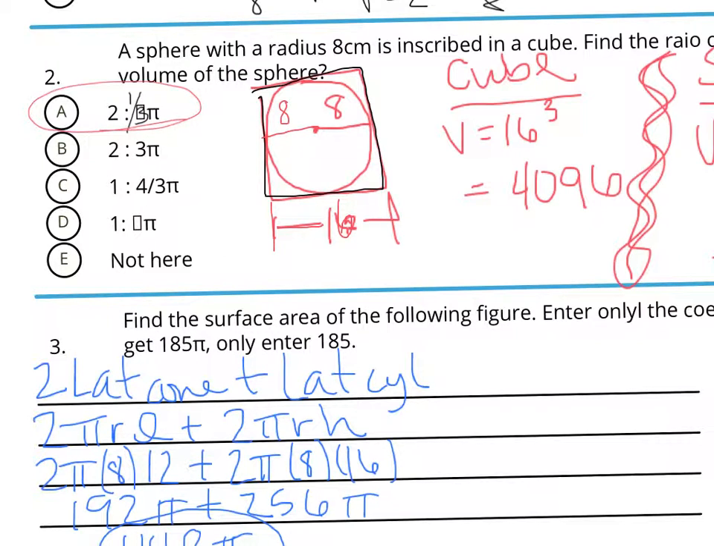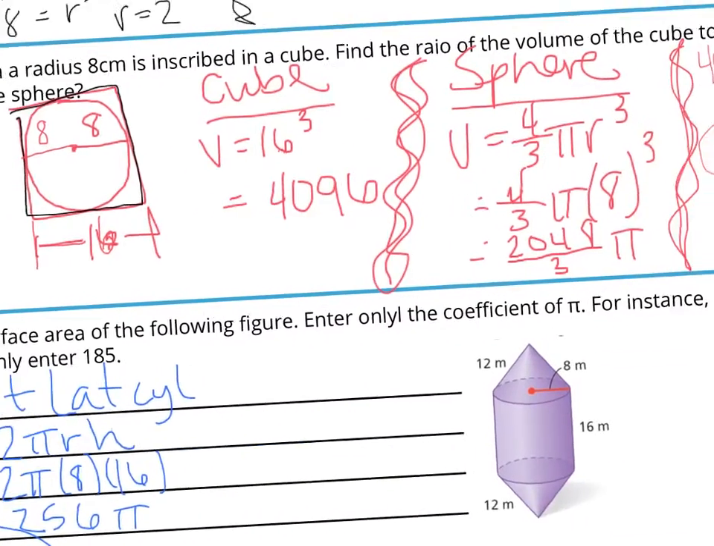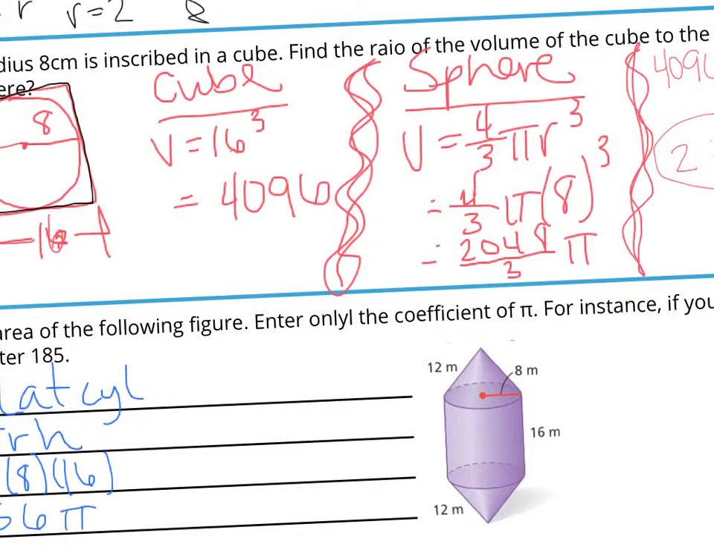So when I find the volume of a cube, it would be 16 times 16 times 16, which would be 4,096. When I compare that to a sphere, 4/3 pi r cubed, remember the radius was 8. So I plug in 8 and I get 2048 over 3 pi. So now it just says let's find the ratio. Well, ratio is nothing more than a fraction. Compare one to the other.